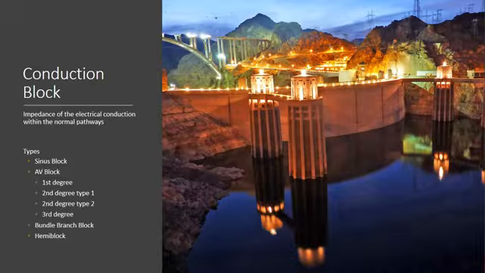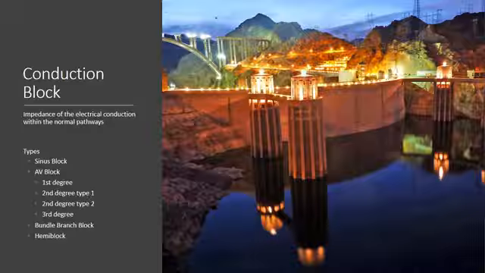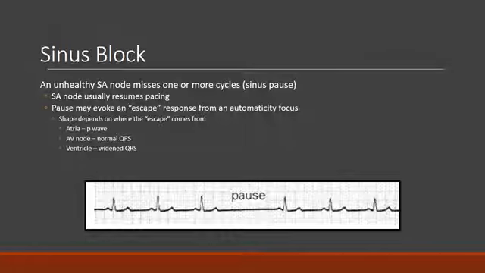We'll look at some of these here, some of them in greater detail than others. We've got a sinus block, we've got AV or atrioventricular blocks. That can be subdivided into first degree, second degree type 1, second degree type 2, and then finally third degree heart block. We've got bundle branch blocks and then a hemi block, and we'll look at some of these.